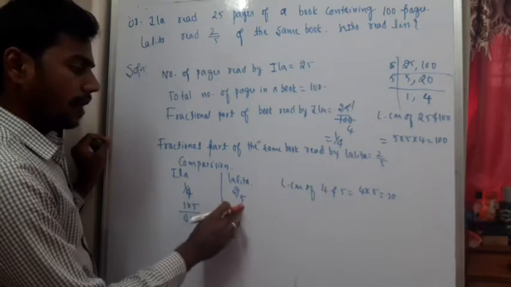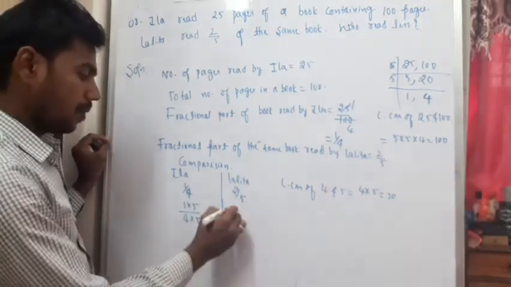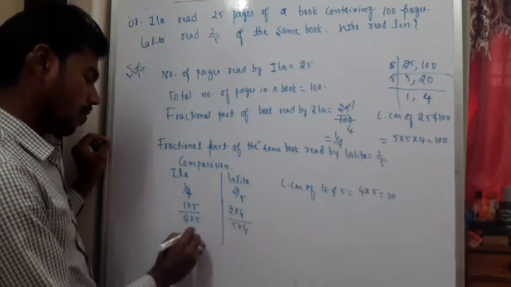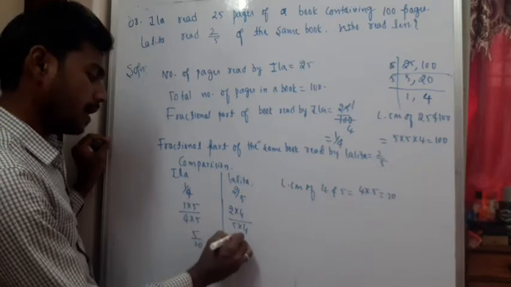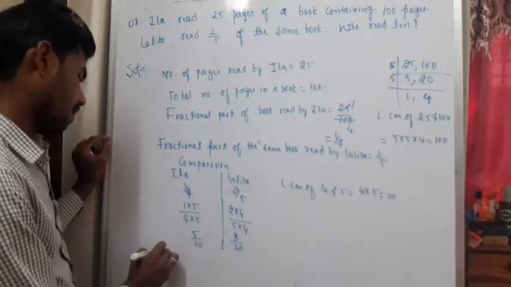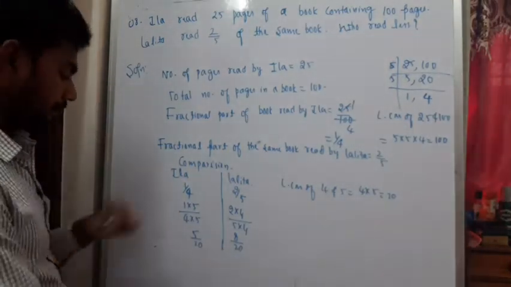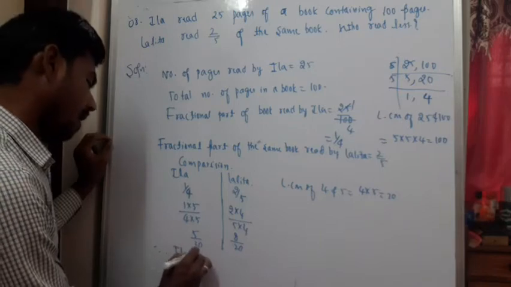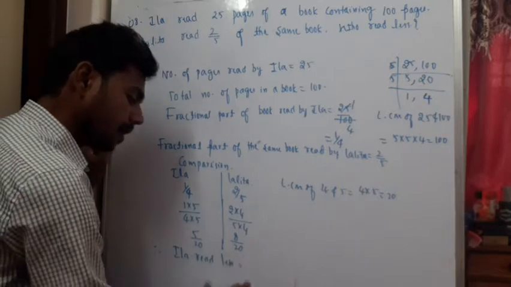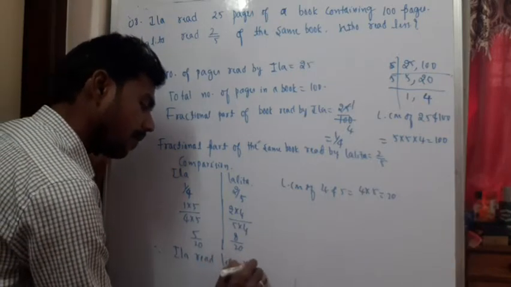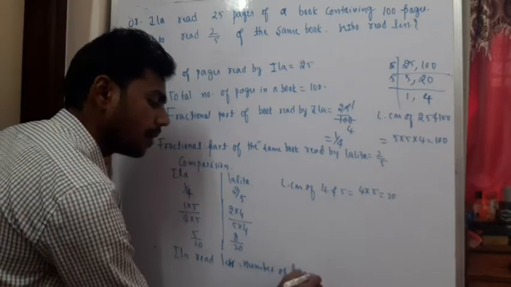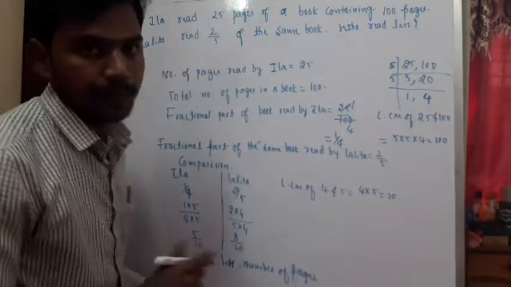Next, to make 5 as 20, I need to multiply by 4. 2 into 4 divided by 5 into 4. 5 by 20, 8 by 20. Obviously 8 by 20 is greater than 5 by 20. Therefore, Ila read less number of pages. So please note this down.